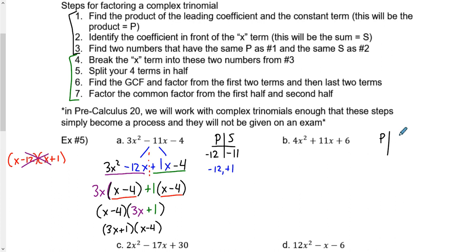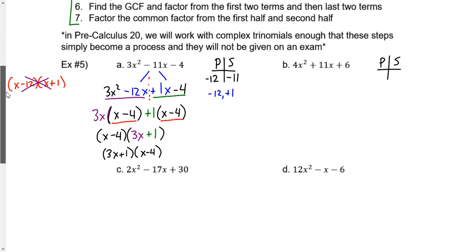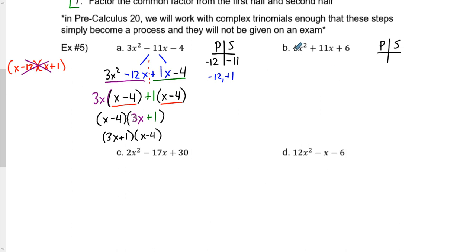I'm going to go through these next 3 a little bit faster. Just going to speed it up a little bit. But I'm still going to talk out my steps. 4 times 6 is 24. Sum of 11. 2 numbers that give me that product and sum would be a positive 8 and a positive 3, which means I'm going to take all my work and write a positive 8x and a positive 3x. It doesn't matter which one I write first.